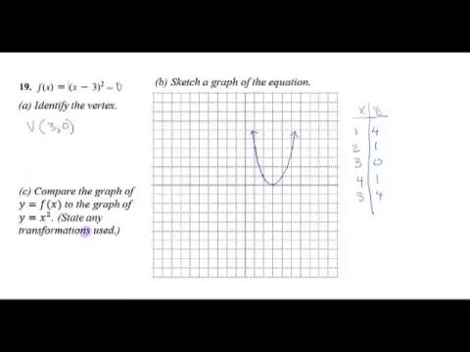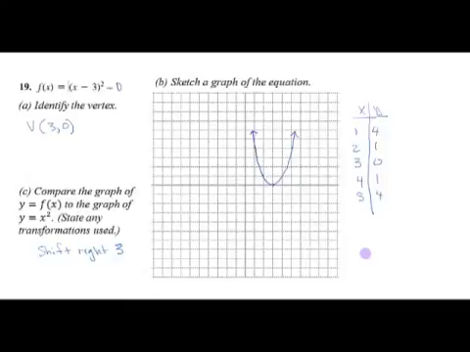And how does this compare to our standard y equals x squared graph? Since a is 1, it's not any wider or narrower, it's the same. We have shifted it to the right 3, so we can say shift right 3, and it has not moved up or down. So that's the only transformation that is being used in this function.